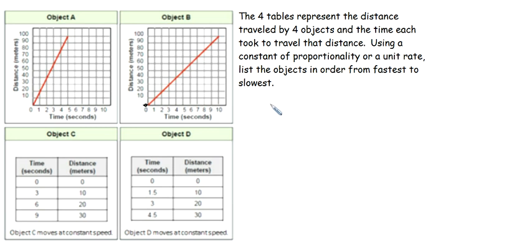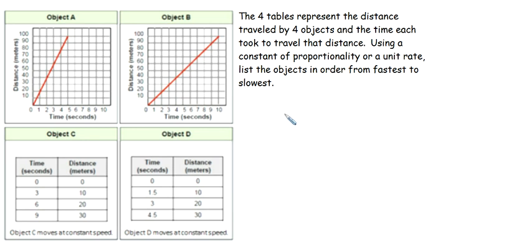Hey guys, so in this video we're going to look at a task that's going to involve several steps. We have four tables, or two tables and two graphs, however you want to look at it, that each represent the speed of a different object. Now, the question is pretty basic.